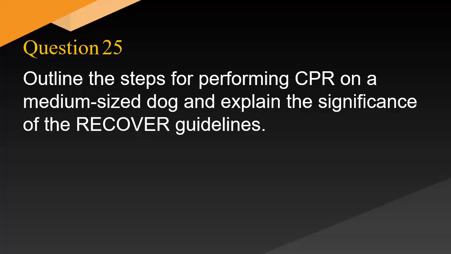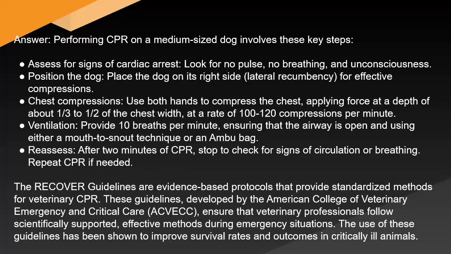Outline the steps for performing CPR on a medium-sized dog and explain the significance of the RECOVER guidelines. Answer: performing CPR on a medium-sized dog involves these key steps. Assess for signs of cardiac arrest. Look for no pulse, no breathing, and unconsciousness. Position the dog. Place the dog on its right side, lateral recumbency, for effective compressions.